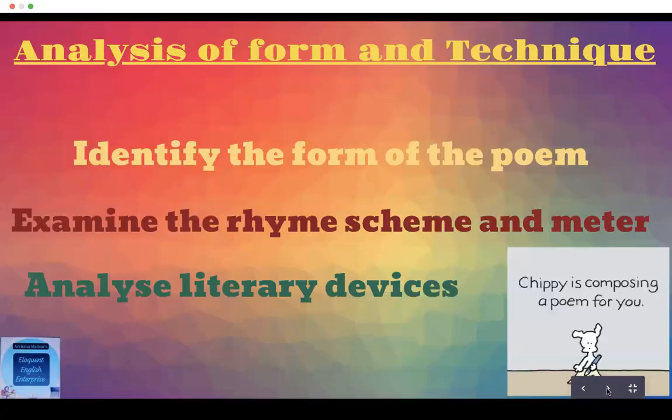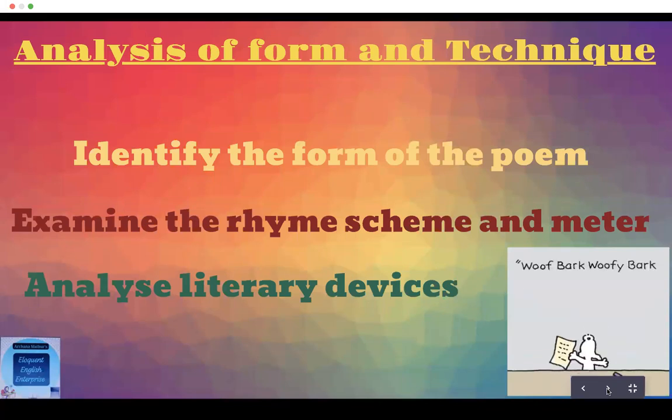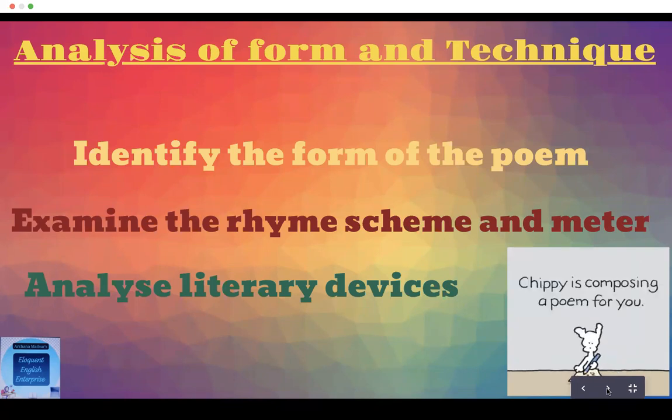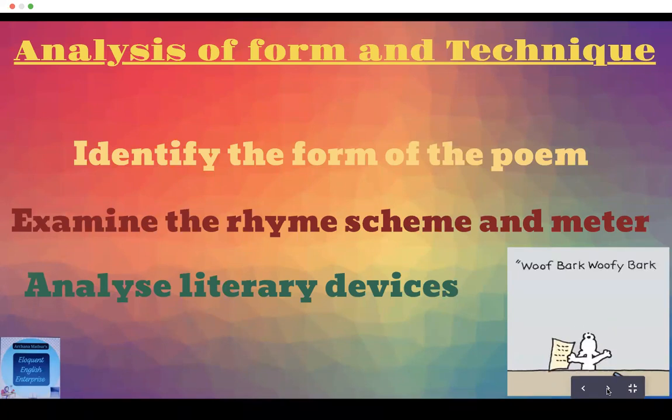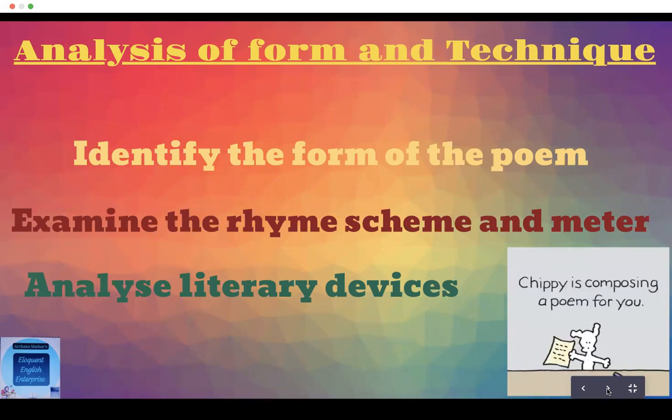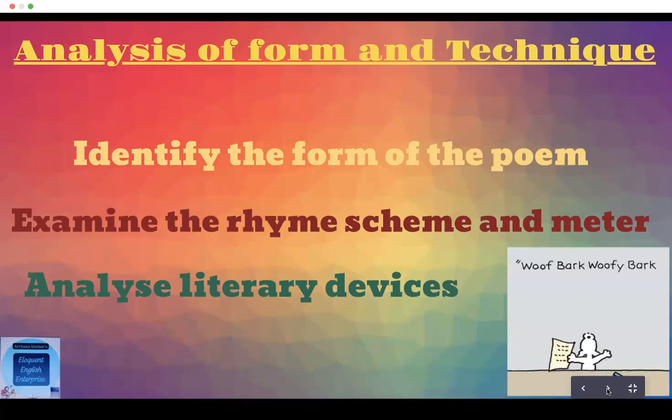Then we come to the analysis of form and technique. So firstly, we have to identify the form of the poem. Is it a sonnet? Is it a ballad? Is it free verse? Whatever kind of poem has been used, or the variety or the type of poem which has been written. Then how does the form contribute to the meaning or theme? So this particular form, is it in tandem with the theme of the poem or not?